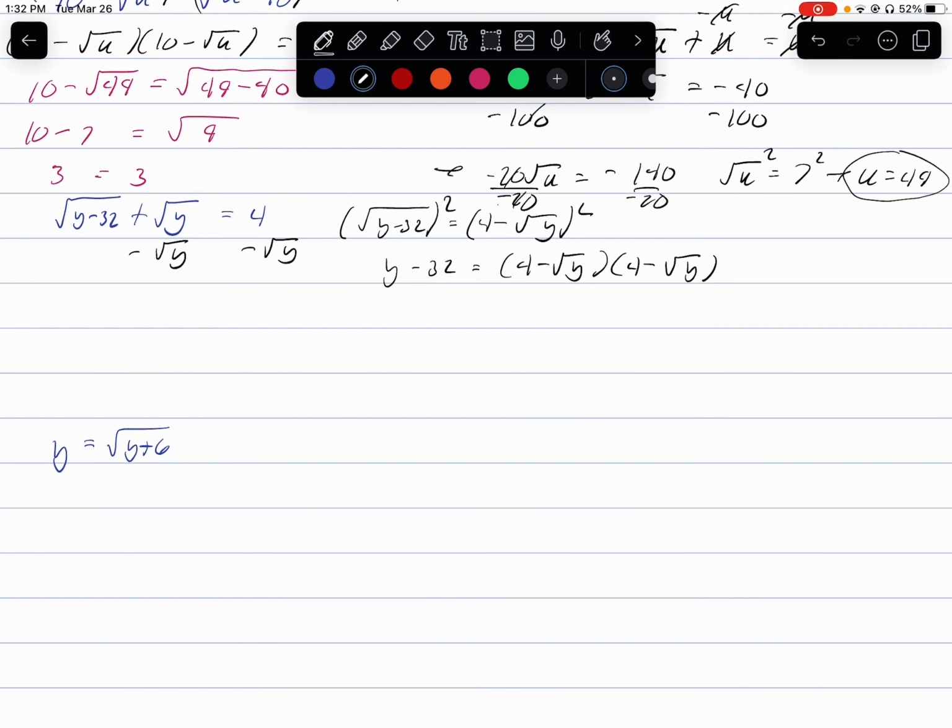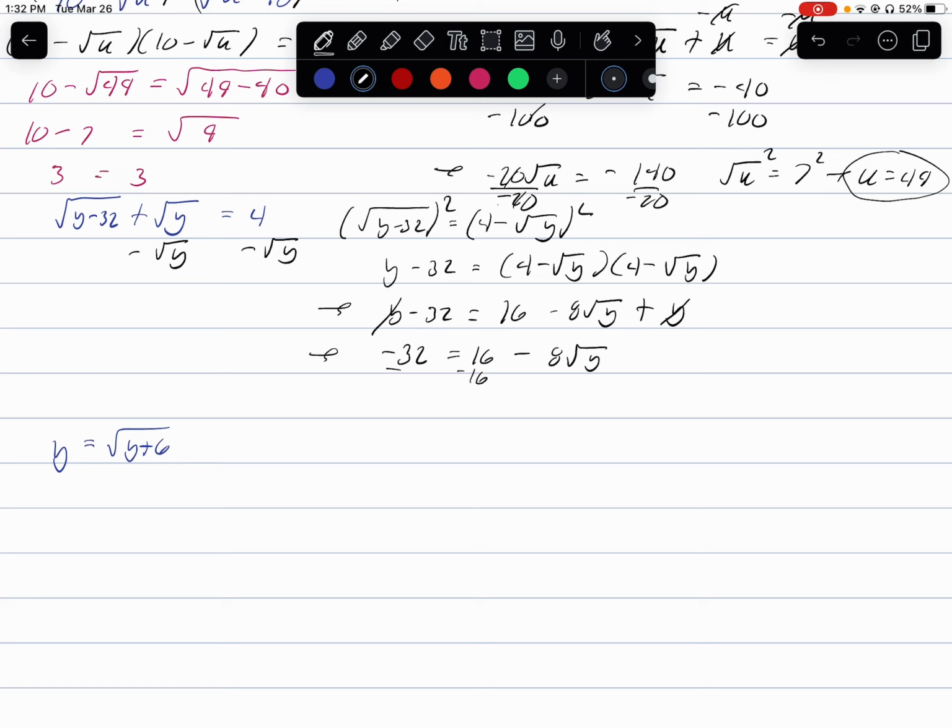Okay, so if we FOIL out the right-hand side, we'll have y minus 32 is equal to 16 minus 8 times the square root of y, and then plus y, since negative square root of y times negative square root of y is equal to positive y. So these y's will cancel just like they did before. So now we have negative 32 equals 16 minus 8 times the square root of y.